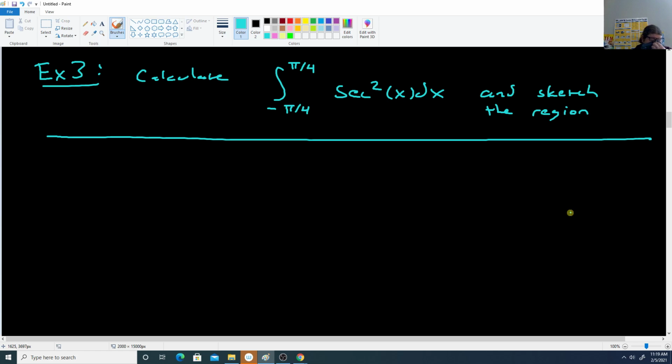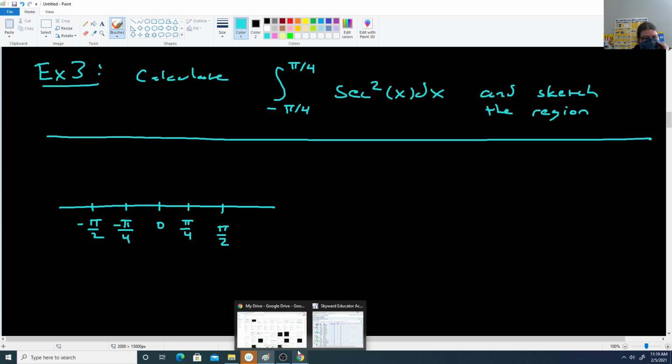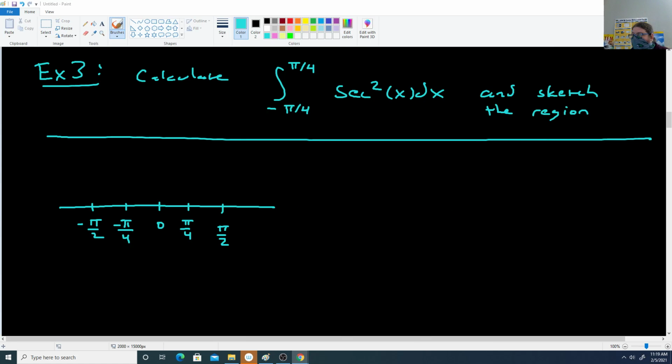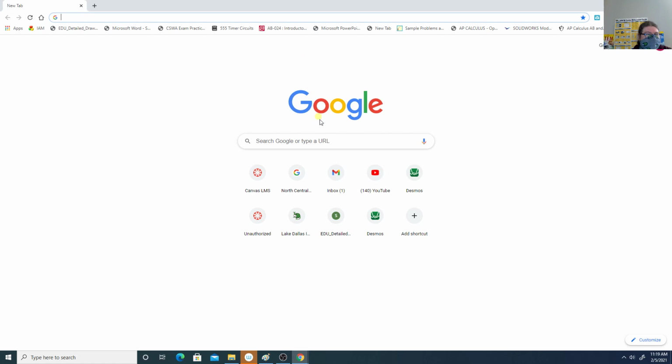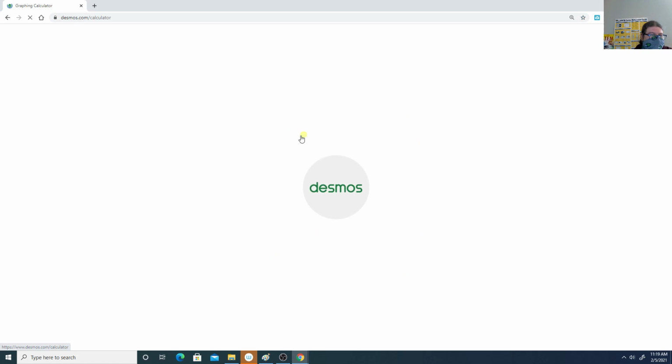Okay, so the sketch of secant squared, let's just say from negative pi over 2 up to positive pi over 2. Here's 0. We would have pi over 4 and negative pi over 4. Here, let me pull up Desmos real quick to show you. The sketch of this thing is going to be kind of a graph.